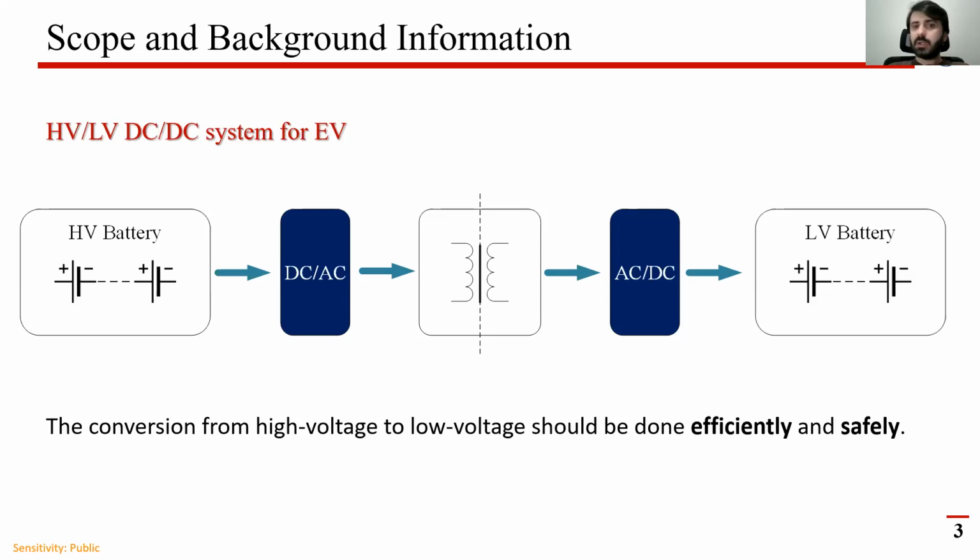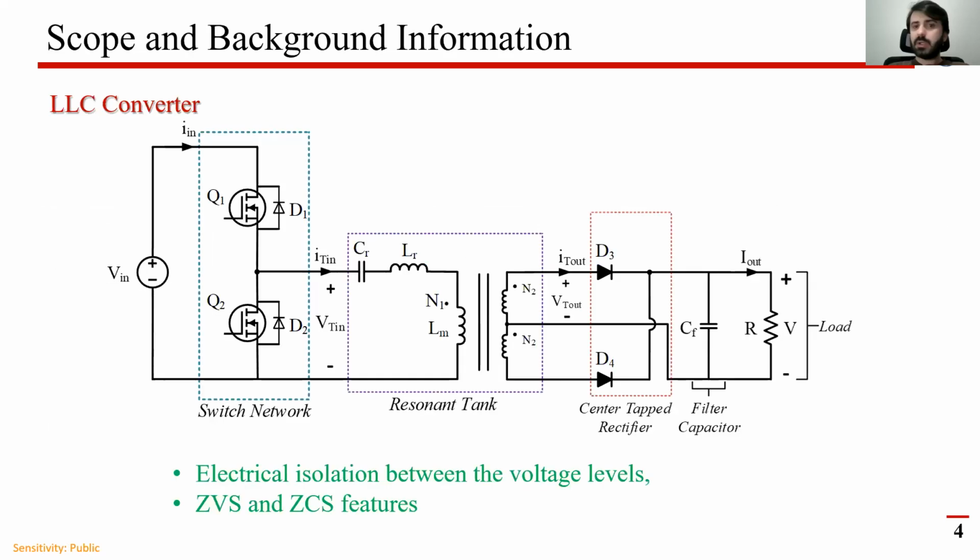The new low voltage batteries operate at 48 volts instead of 12 or 24 volts. On the other hand, this conversion from high voltage to low voltage needs to be efficient and safe. In this context, the LLC resonant converter brings a solution to these subjects with its great features like electrical isolation between the voltage levels and reducing the switching losses by zero voltage switching and zero current switching.